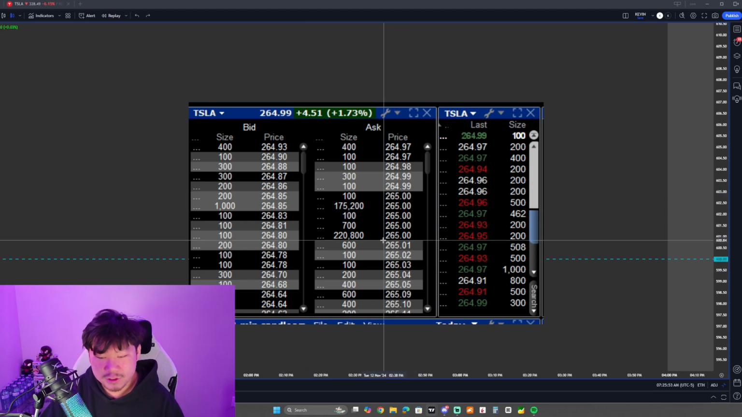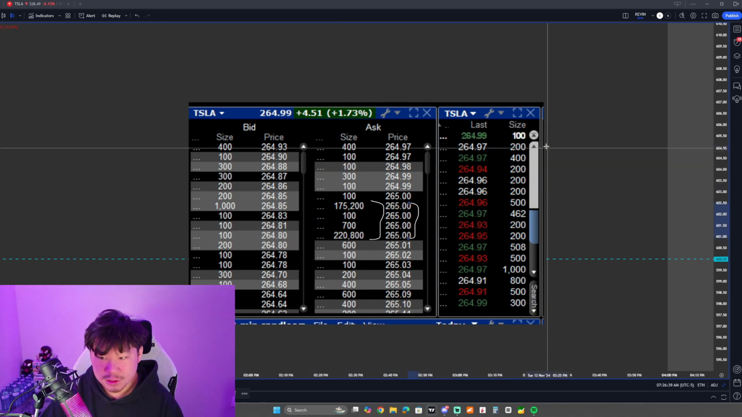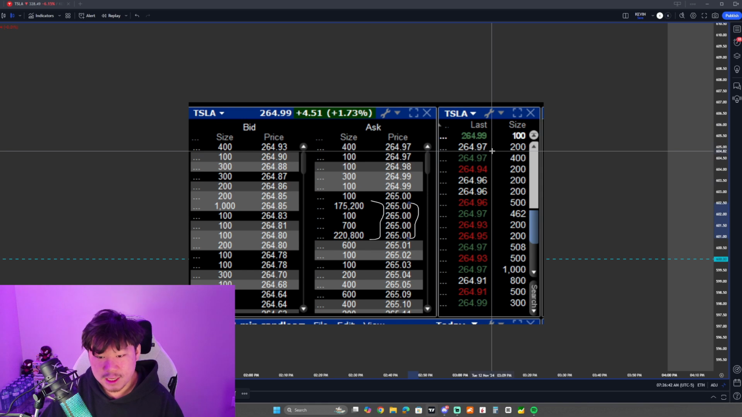So when we're looking at level 2, we're looking for two things mainly. We're looking for big orders like this, 220,800 shares, 175,200 shares. Like those are a lot of orders stacked up at 265, right? So like I said, times in sales is the receipt. Level 2 is the pending transactions. So we see the big wall over here on level 2. What we need to make sure is that 265 gets executed 175,000 plus 220,000 times on the times in sales. Once we see that, we get the confirmation that the stock is actually going to break out.